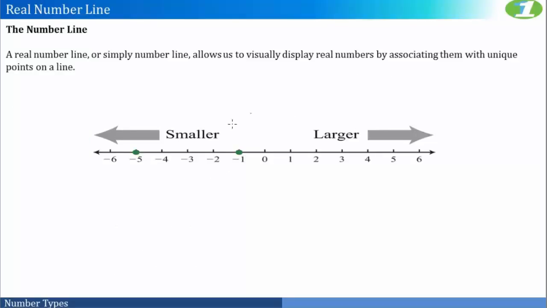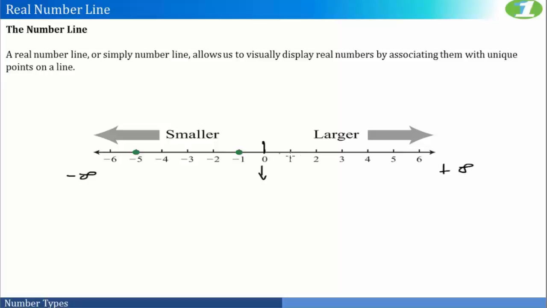Now, in order to understand the different types of number sets, it's very important that we understand our number line and just seeing where things fall on this line. All right, so a real number line, or simply a number line, allows us to visually display real numbers by associating them with unique points on the line. All right, so again, here we have our 0, okay? And this is a very interesting concept, as you will see when we look at number bases. But, for now, 0 is pretty much representing your middle point between your negative infinity and your positive infinity.